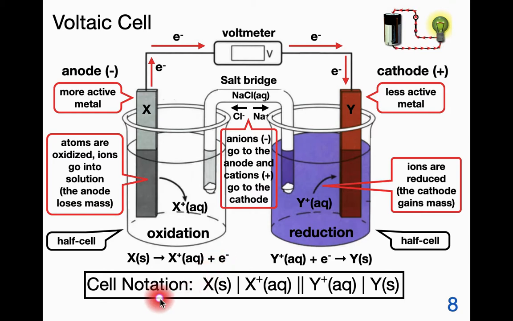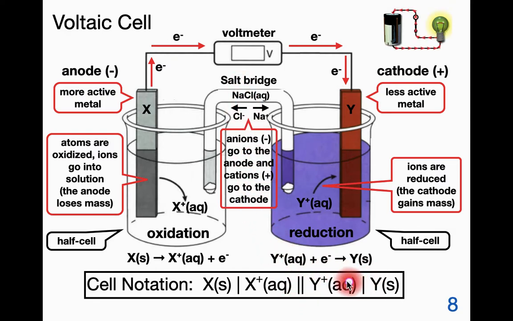Cell notation. This is a way that we can easily represent a voltaic cell. And the way that this works is that we first write the metal, and it's with its phase, it's solid, and then a straight line to separate it from the ion that it becomes. And when it becomes an ion, it'll be aqueous. Then we use a double line here to separate the two half cells. You can think of it as the salt bridge. So the two double lines here, the salt bridge.